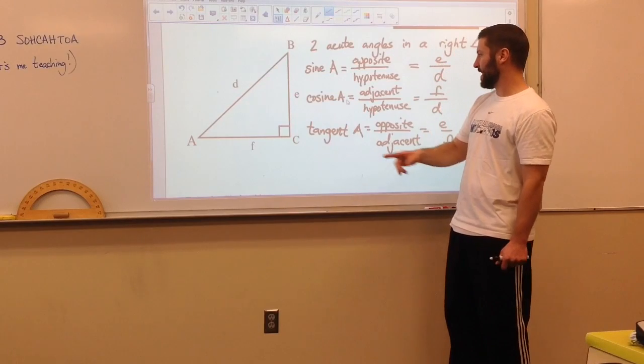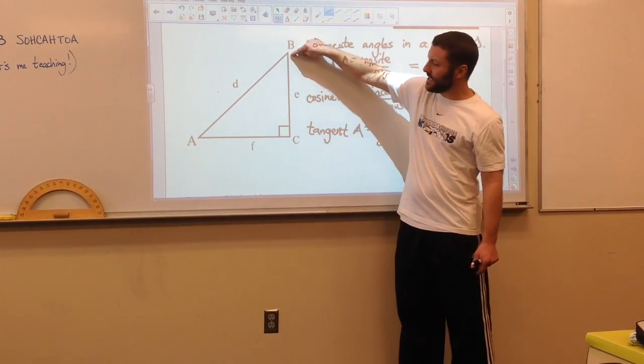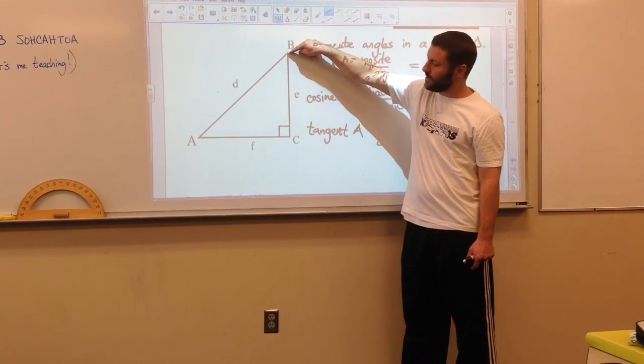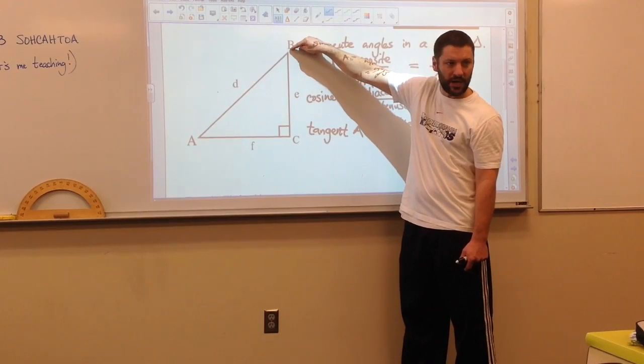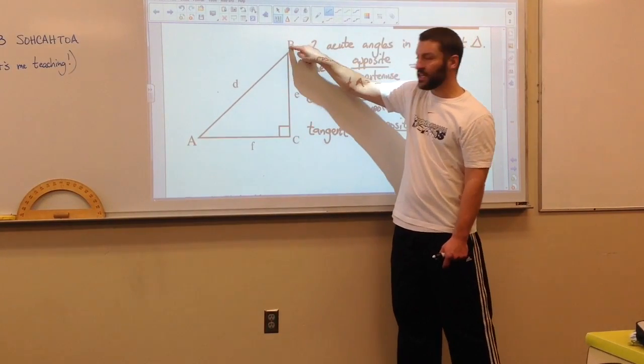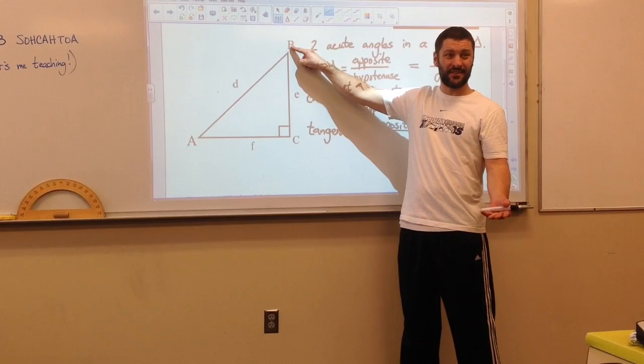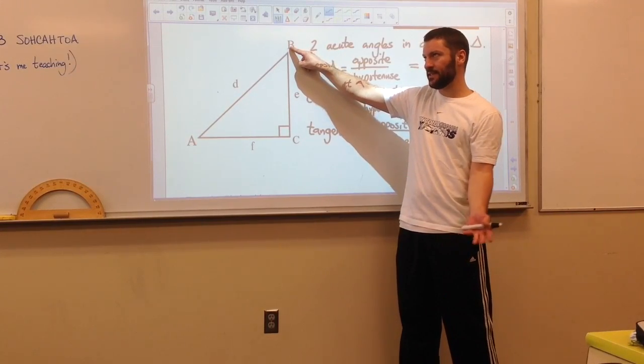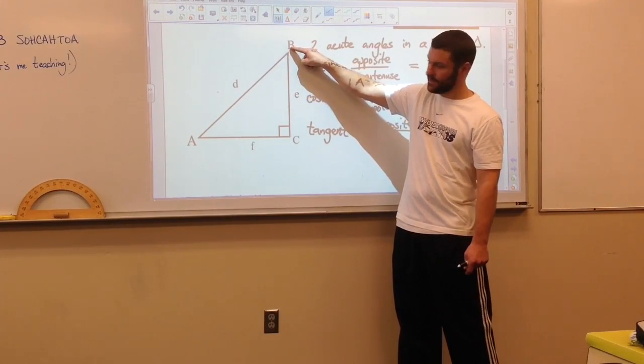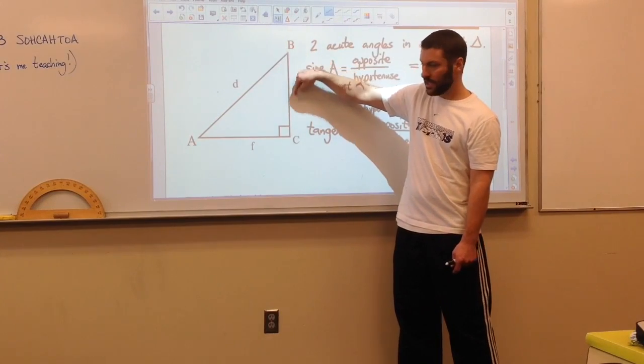Let's try cosine of B. Cosine of B is adjacent. What's adjacent to B? Next to E. Hypotenuse? D. E over D. Tangent of B. Opposite, adjacent. Opposite is F over E.